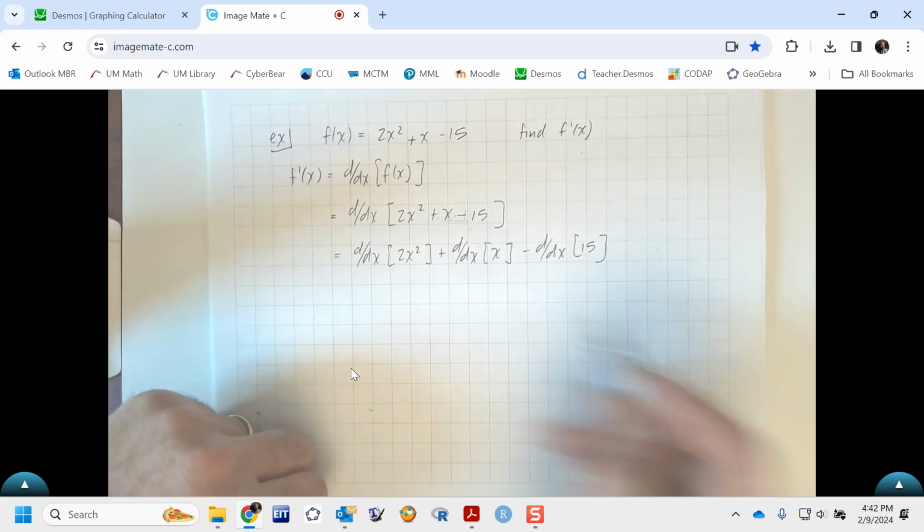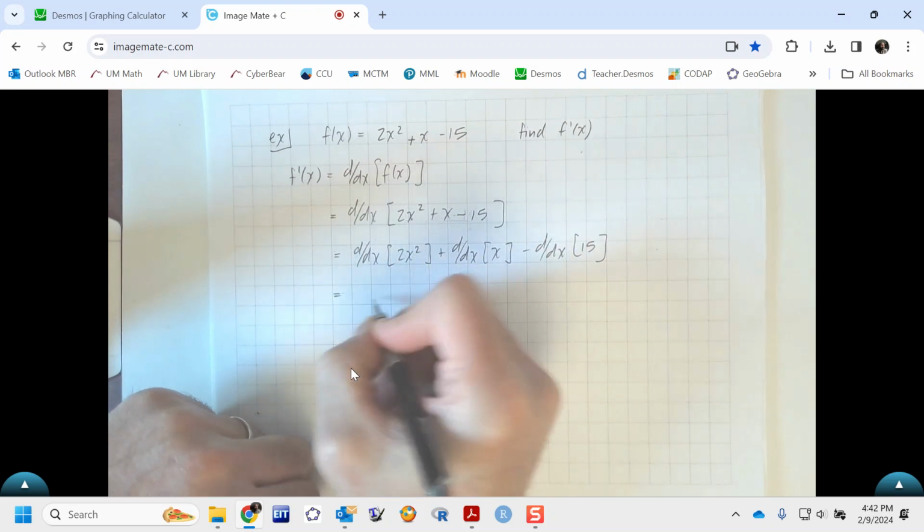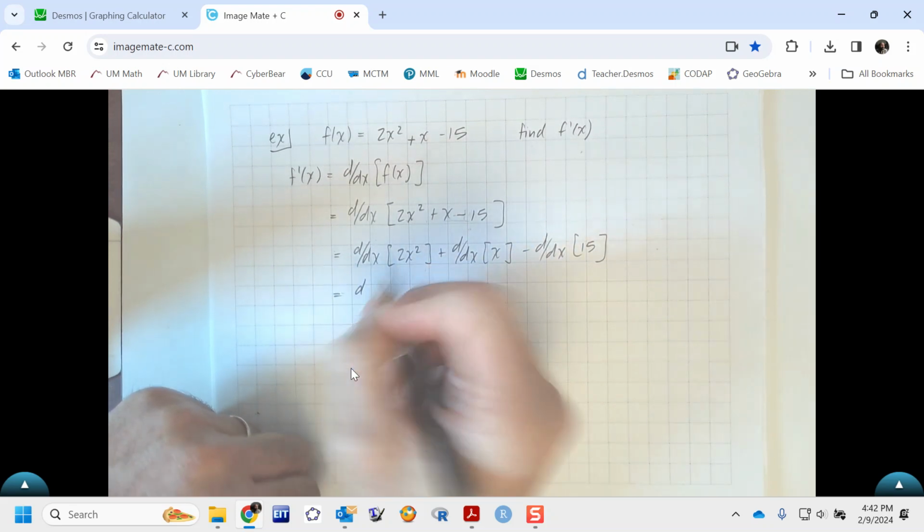Okay, so let's operate on this one next. I notice that I have a constant multiple, and constant multiples can come out in front according to the second rule we derived, right?